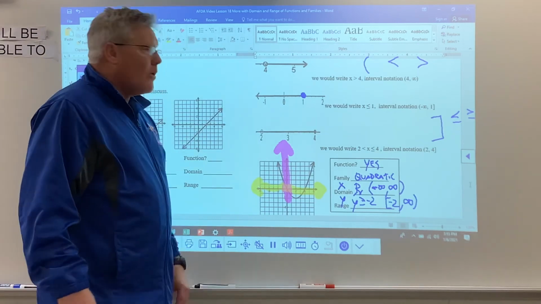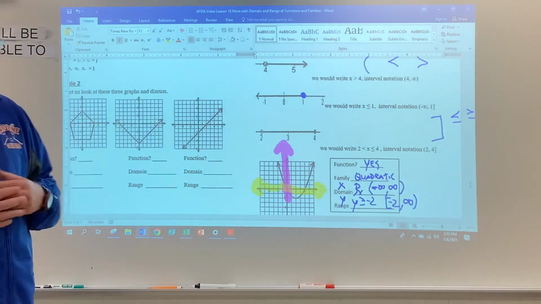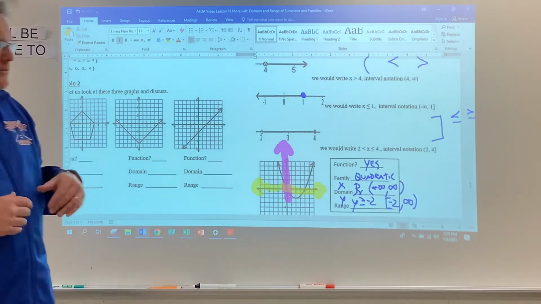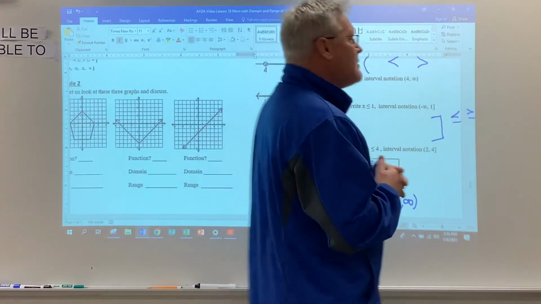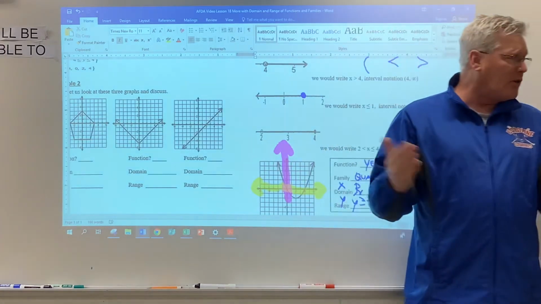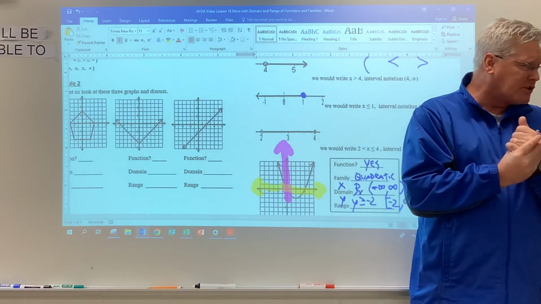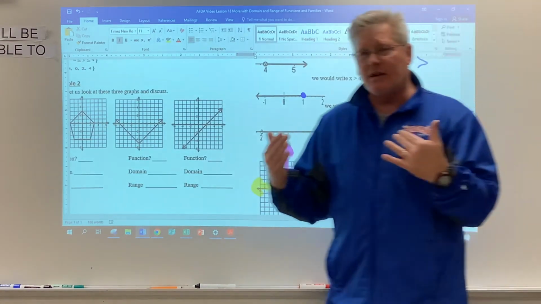Okay? So hopefully what you've learned today is a little bit more about domain and range. You learned about families of functions a little bit today, and see the different families, different parent functions that we have, and you learned about interval notation.